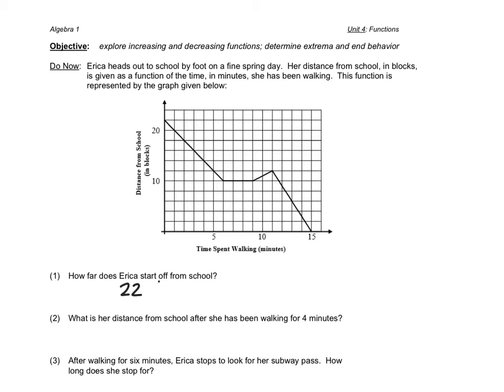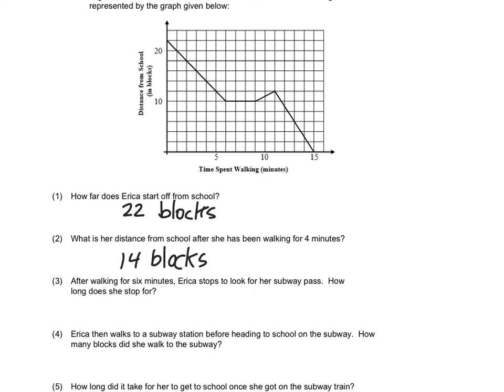22 blocks. What's her distance from school after she has been walking for 4 minutes? 14 blocks. After walking for 6 minutes, Erica stops to look at her subway pass. How long does she stop for? 3 minutes.